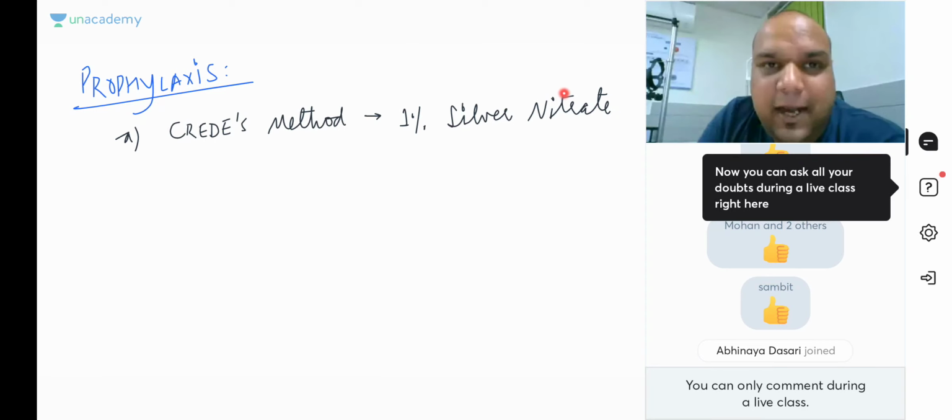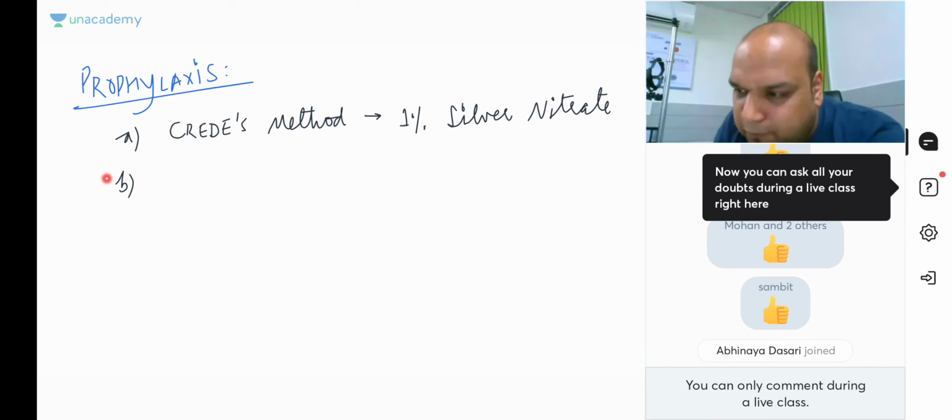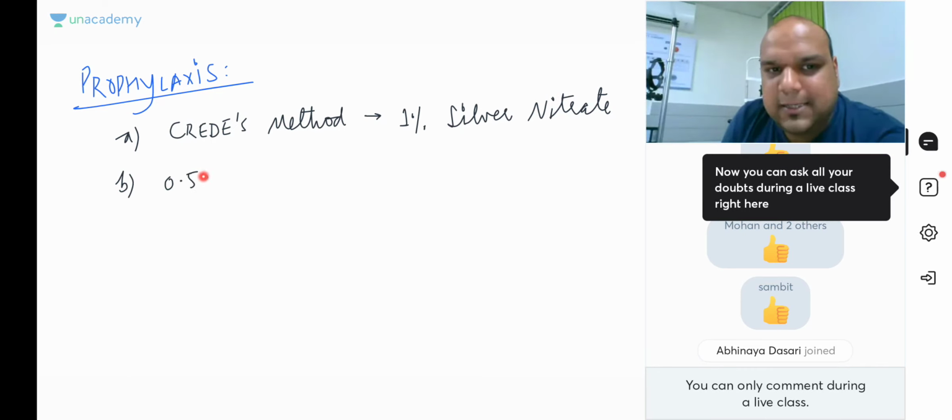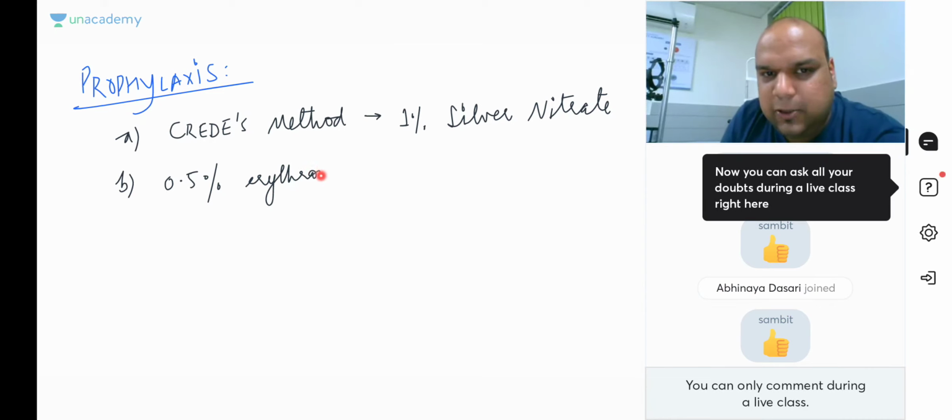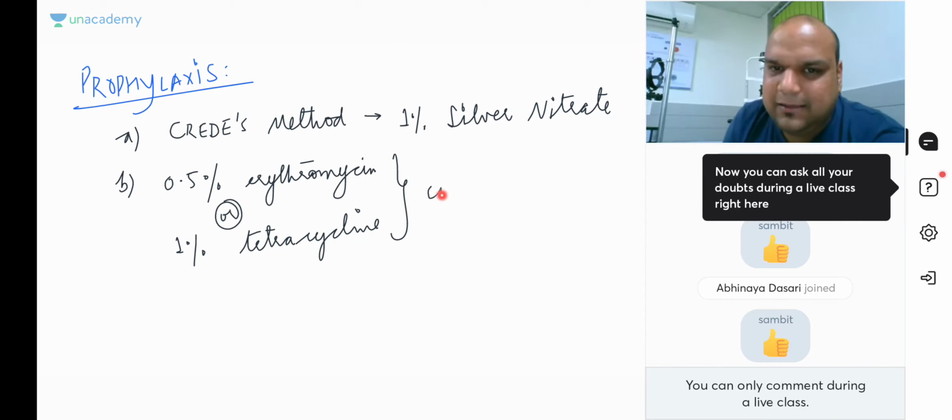So earlier we said that silver nitrate is used. As soon as the child is born, apply 1% silver nitrate to prevent ophthalmia neonatorum. But soon it was discovered that silver nitrate was itself causing chemical conjunctivitis, if the silver nitrate was expired or something like that. So Creed's method was shelved. Now, these days, what is the choice of prophylaxis, everybody? These days, the choice of prophylaxis is 0.5% erythromycin or 1% tetracycline. So this is the current method.